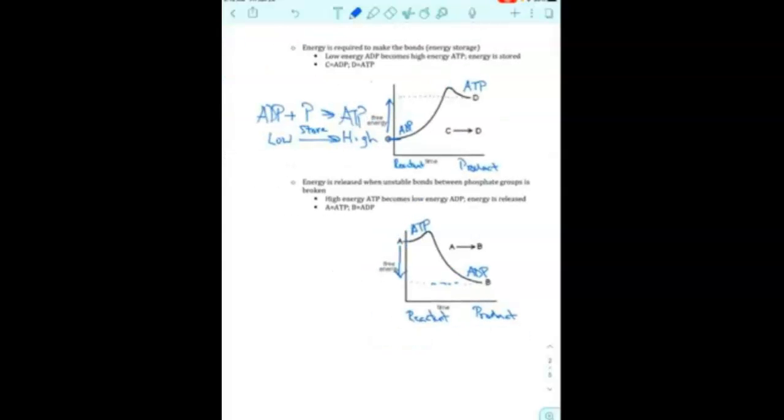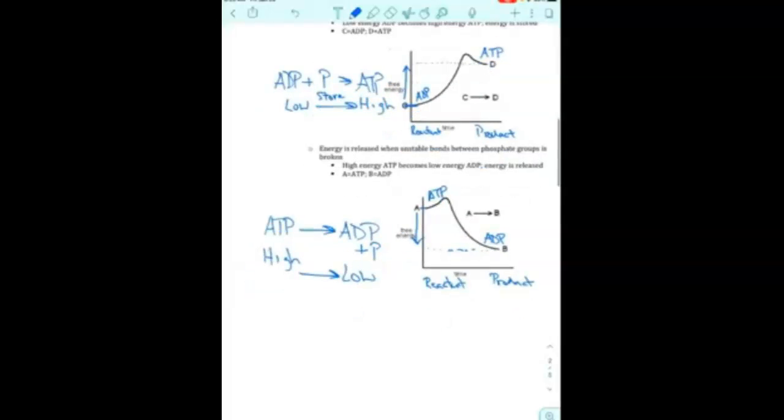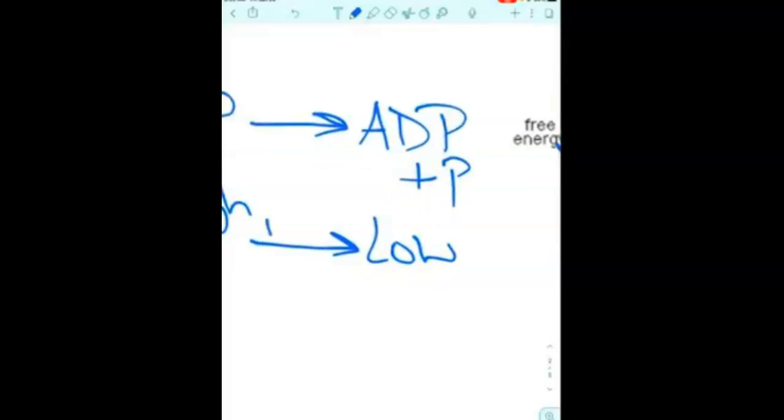So let's write the chemical change for this one. We started with ATP. Remember, ATP is our high energy molecule. And we ended up with ADP, which is low energy. And so when we go from high to low, are we storing energy or releasing energy? Releasing. You got it. We're releasing the energy.